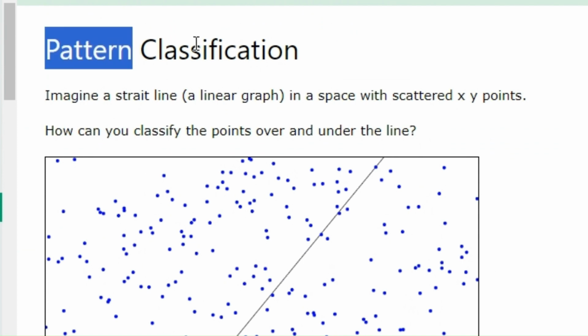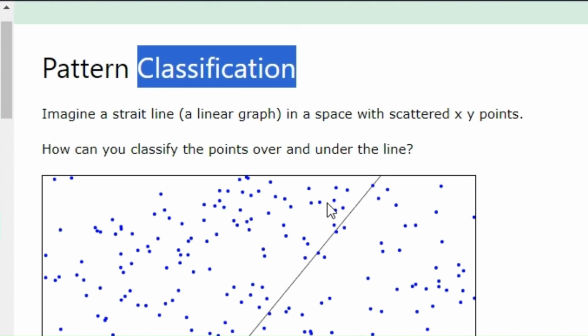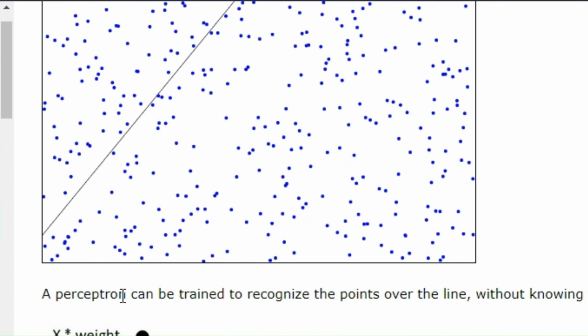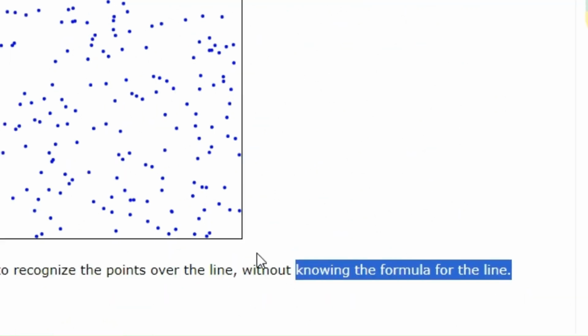Pattern classification. Imagine a straight line, which is also called a linear graph, in a space with scattered xy points. How can you classify whether these points are over the line or under the line? A perceptron can be trained to recognize the points over the line without knowing the formula for the line.